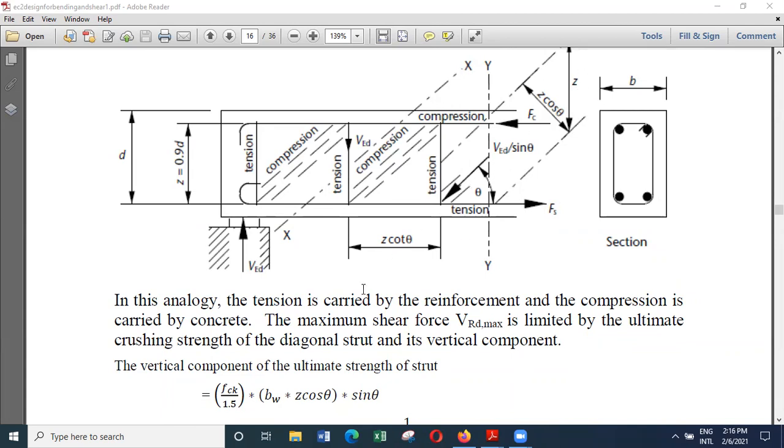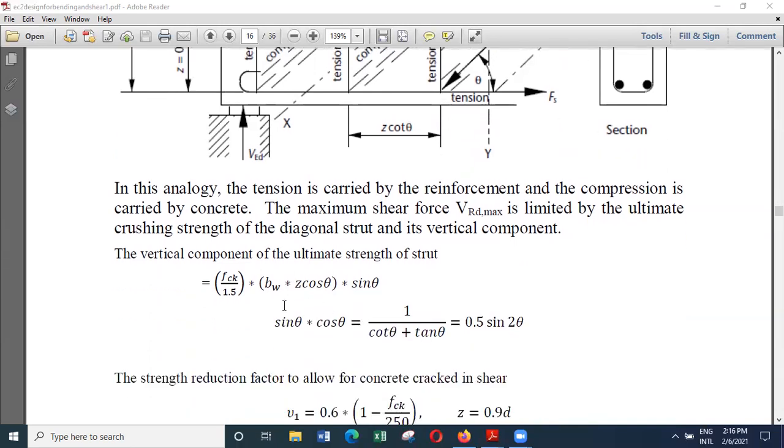So this is the diagonal force. fck divided by 1.5 multiplied by area is the diagonal force. And you have to multiply the diagonal force by sine theta, then you can get the vertical component of this. And that cannot exceed the shear force that is acting on the section. So then you will get an equation like sine theta cos theta. And sine theta cos theta is equal to 1 over cot theta plus tan theta. And it is also equal to 0.5 sine 2 theta, because sine 2 theta is equal to 2 sine theta cos theta.